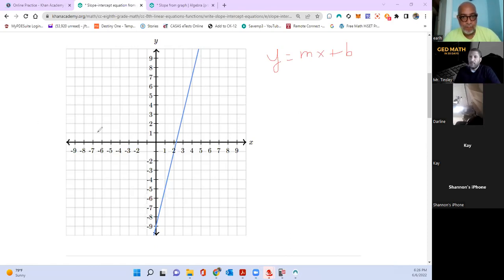So, first of all, is the slope of this line positive or negative? Positive. Okay, what is the y-intercept? -9. Okay. Because we already have a point, because you need 2 points to find the slope, we're going to use the y-intercept.